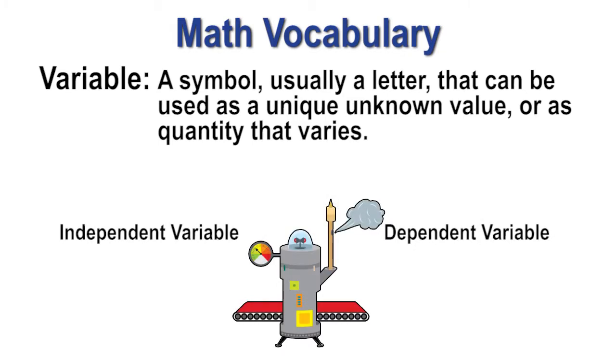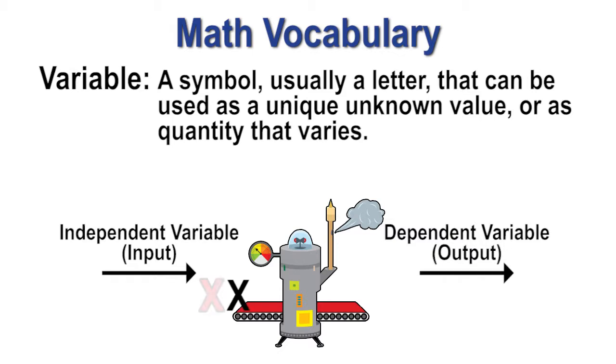There can be two types of variables in equations that show a relationship. An independent variable is considered the input. A dependent variable is considered the output. The dependent variable changes based on what value is placed into the equation as the independent variable.